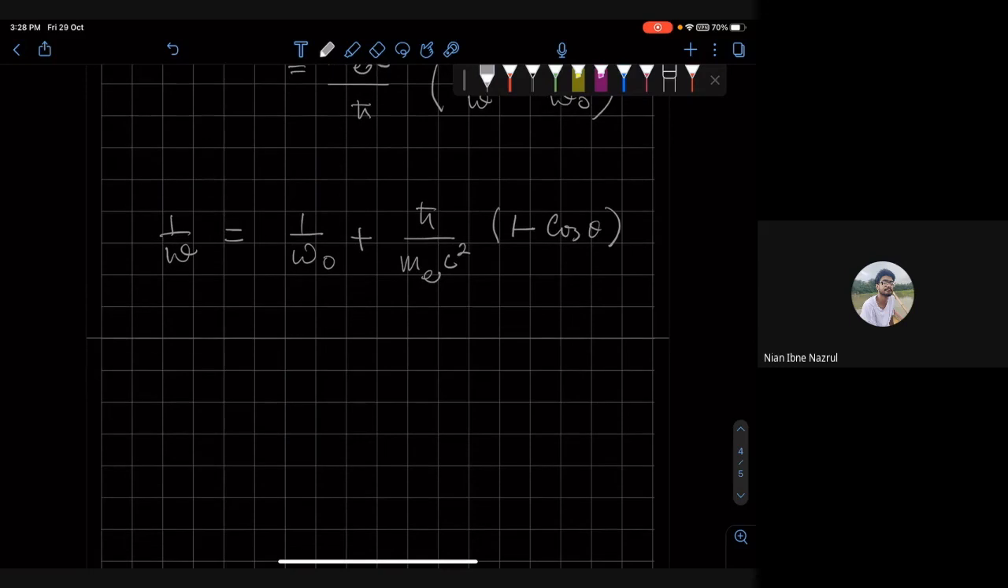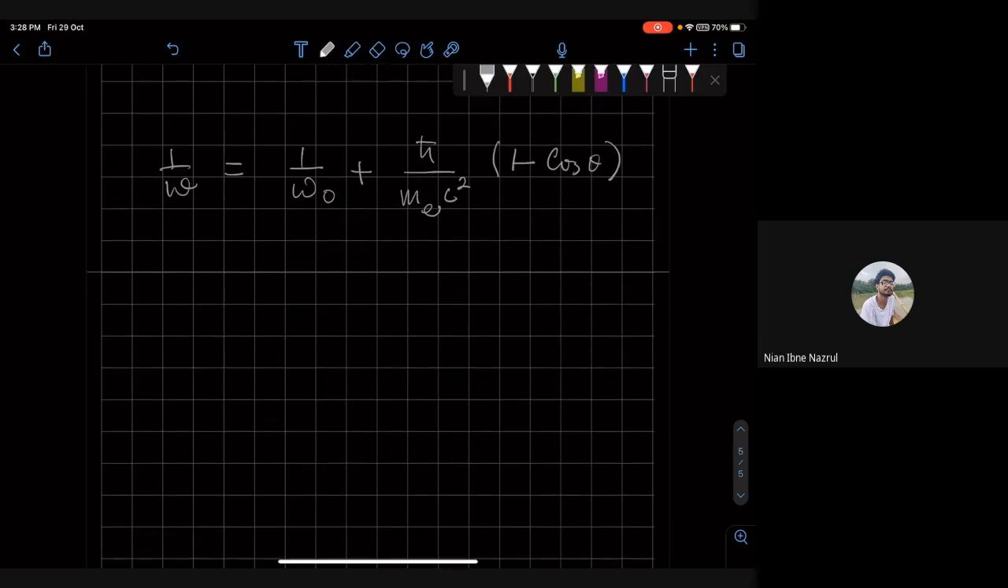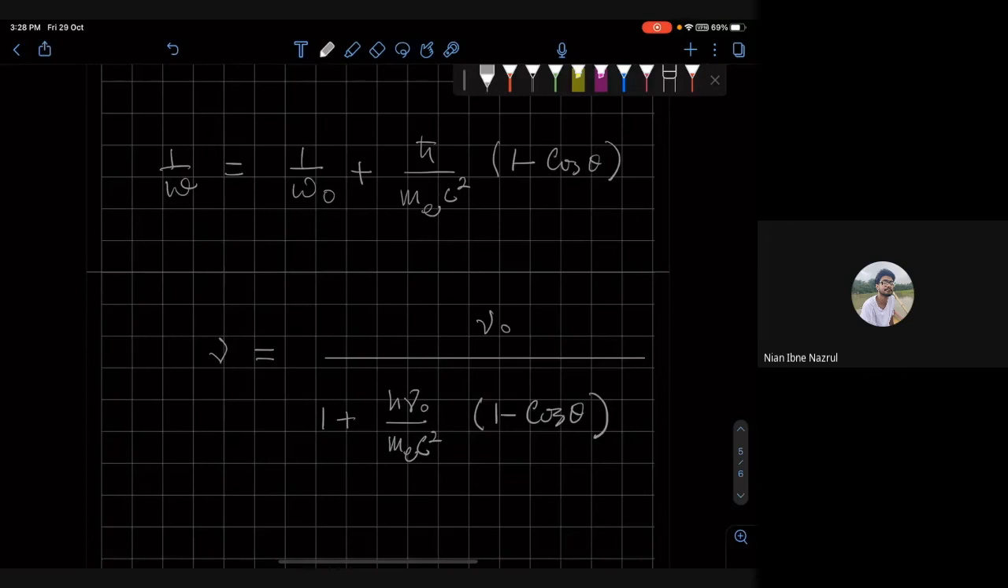And then we can transform things into nu. The nu is going to be given by, if you just do one line of algebra, nu naught, which is the initial frequency, divided by 1 plus h nu naught divided by me c squared 1 minus cosine of theta. Okay, and this is the famous Compton scattering formula.